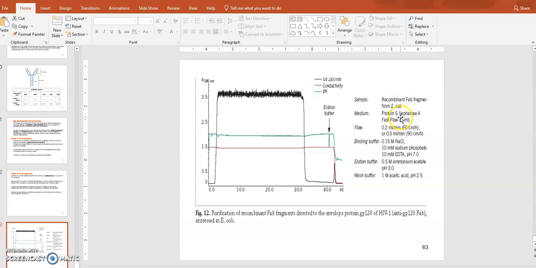You use a flow rate of 0.2 ml per minute. The binding buffer is 0.15 molar sodium chloride and sodium phosphate at pH 7, with a little EDTA. That's the binding buffer, and the elution buffer was ammonium acetate at pH 3. So they dropped the pH from 7 to 3, and that's how they eluted. Washing is done at an even lower pH with some acetic acid. Anyway, they were able to capture the target protein. Okay, so that's the end.